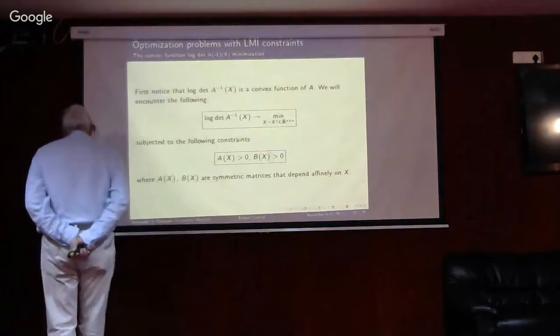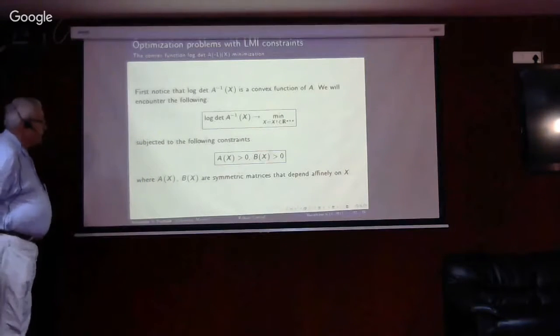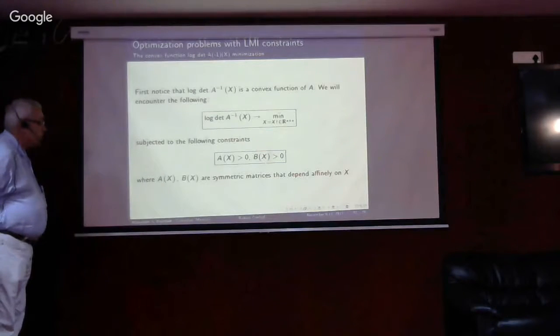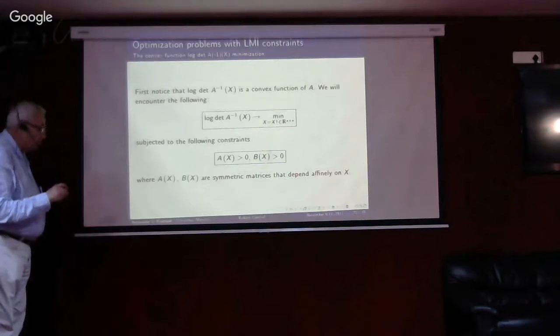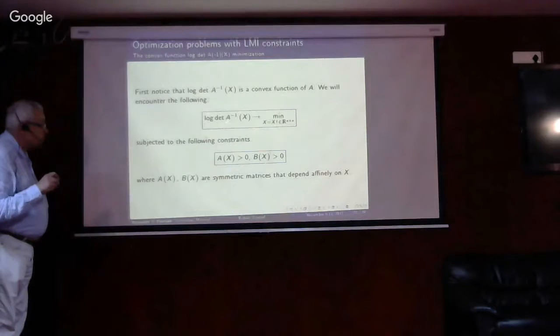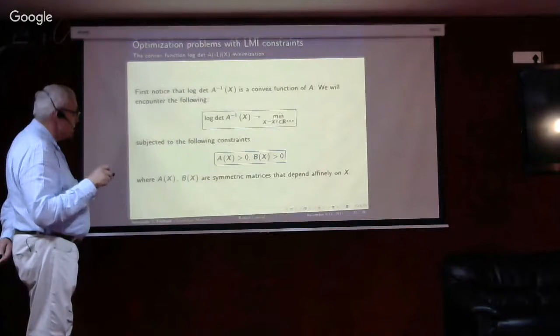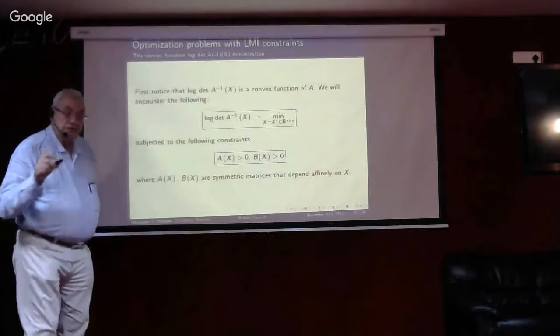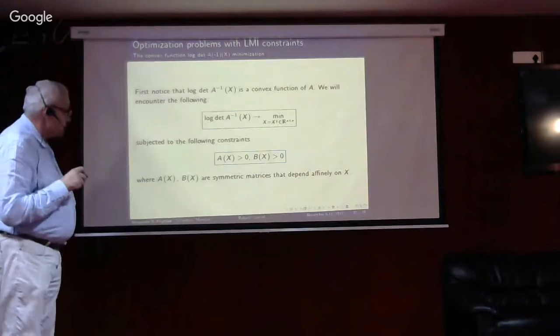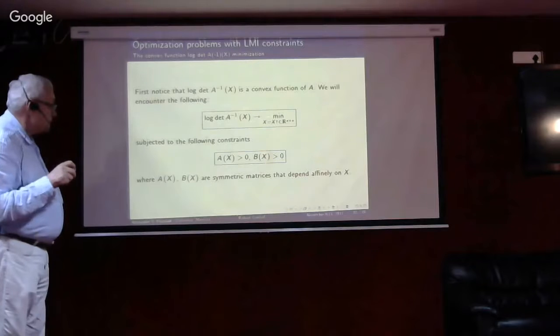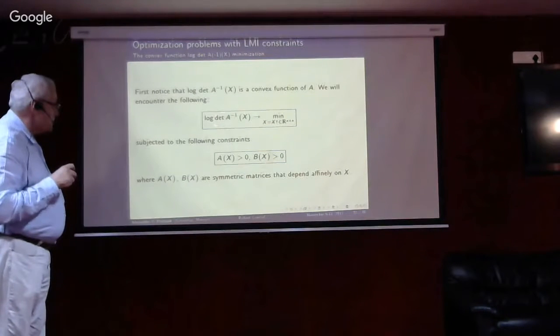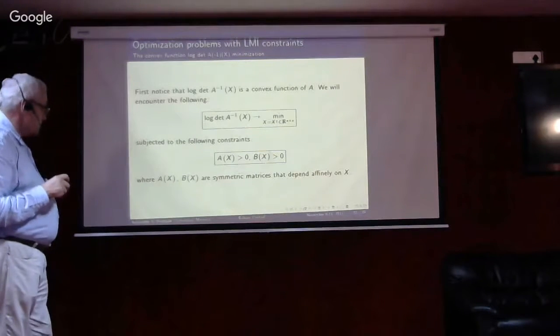Next one. There exist several problems where we need to minimize the logarithm of the determinant of this matrix, and matrix R is linear in X, and we need to minimize this expression by X. It's not difficult to prove that this function, the logarithm of the determinant of the inverse matrix, is convex. The logarithm of the determinant is a convex function of R. R is linear in X.